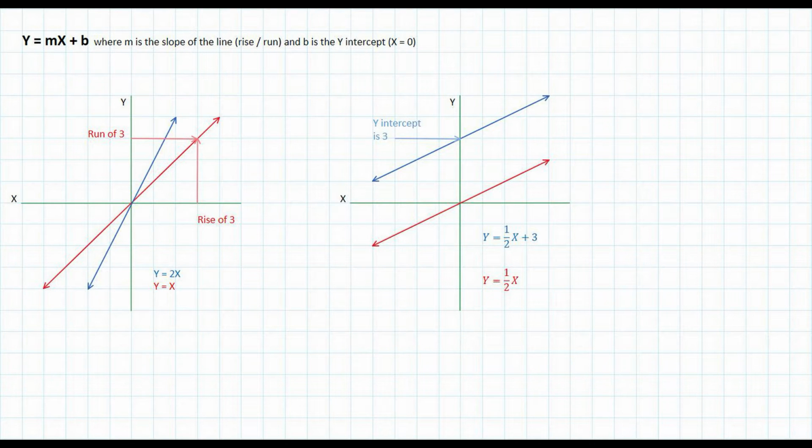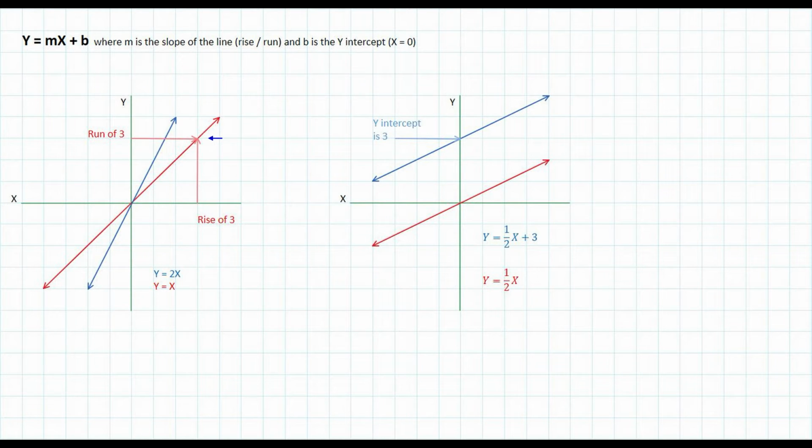The straight line equation we will be using is y equals mx plus b, where m is the slope of the line, or rise over run, and b is the y-intercept, where x is equal to 0. In the example on the left, we have two different lines represented. The red line and the blue line both have a y-intercept of 0, so they both cross through the origin point. However, these two lines do have different slopes.